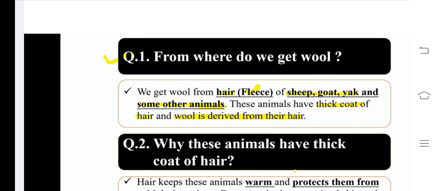From where do we get wool? We get wool from hair or fleece of sheep, goat, yak, and some other animals. These animals have a thick coat of hair, and wool is obtained from their hair. How do we get wool? We get wool from hair of sheep.